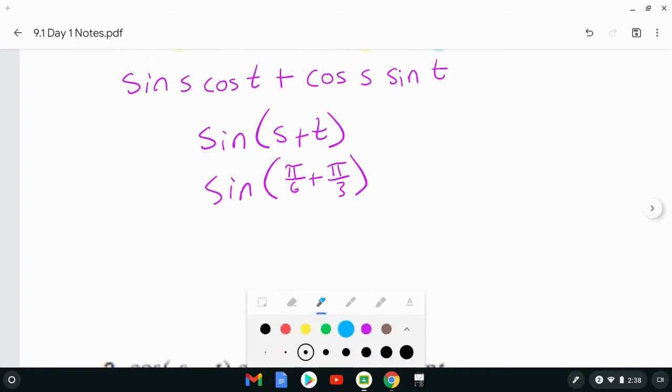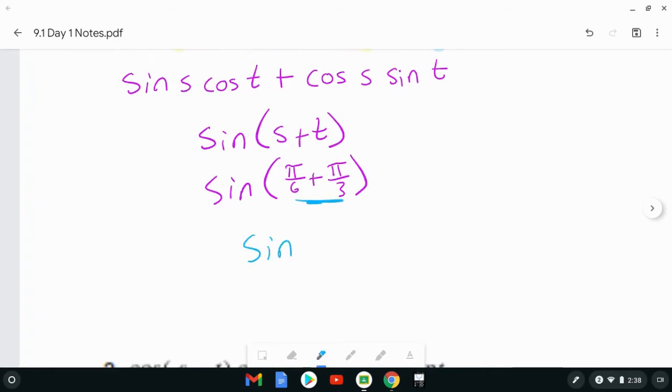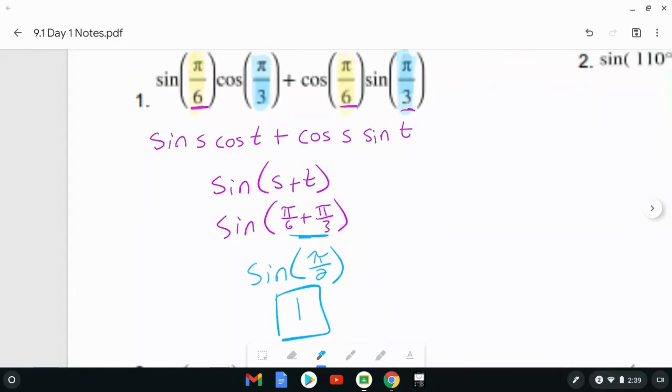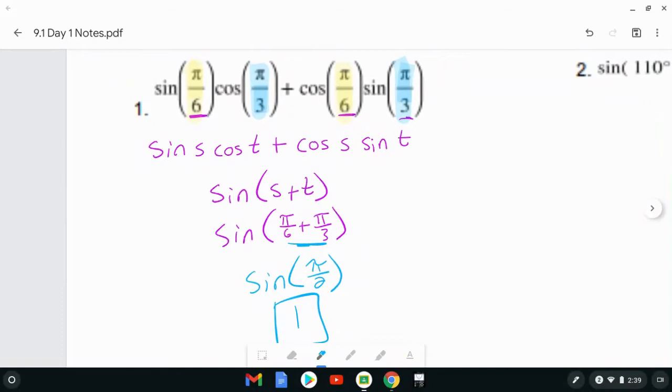And now on the inside, you end up with sine of pi over 2, which is a little bit easier to find because that's 90 degrees on your unit circle, and the y value at pi over 2 would be 1. So it's a little bit less work. Again, if you recognize that addition formula, you can apply it. Finding sine of pi over 2 is a little bit quicker and easier than finding the individual values and multiplying and having to deal with common denominators and all that.